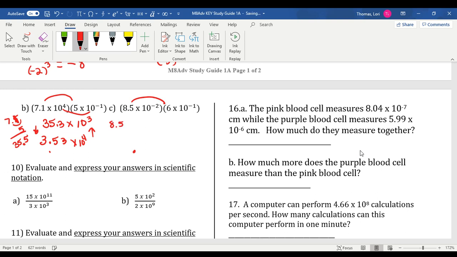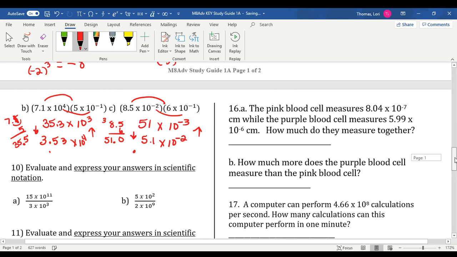And so we have 8.5 times 6. So 6 times 5 is 30. 6 times 8 is 48 plus 3. So we're going to have 5.1. Whoops, excuse me. We haven't made our adjustment yet. So we have 51 times 10 to the -3rd. Now we're going to make our adjustment. We're going to go down here and up here. So 5.1 times 10 to the -2.